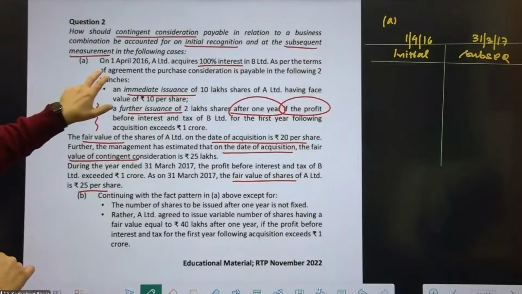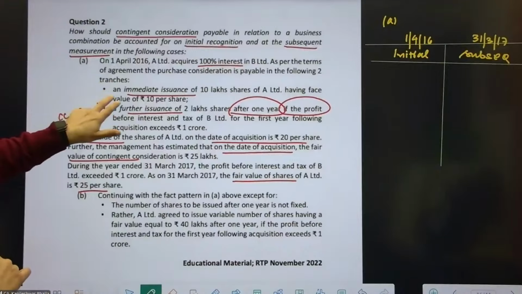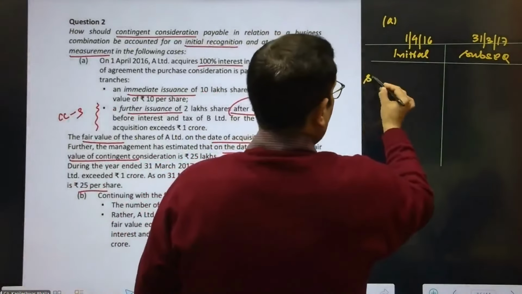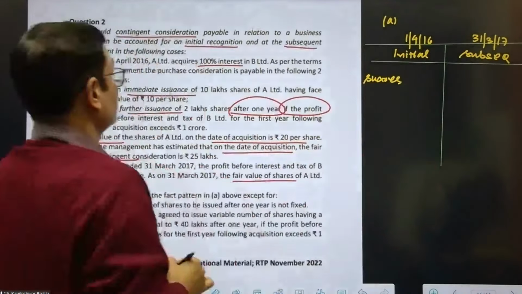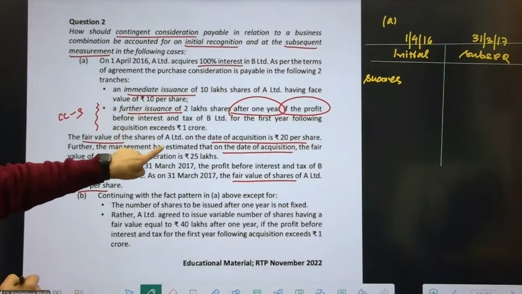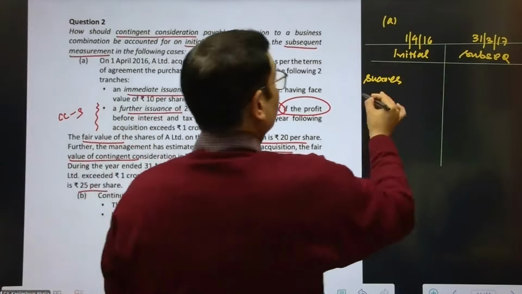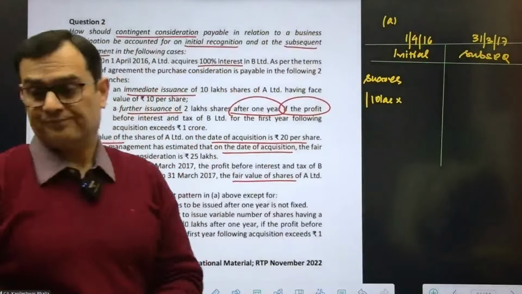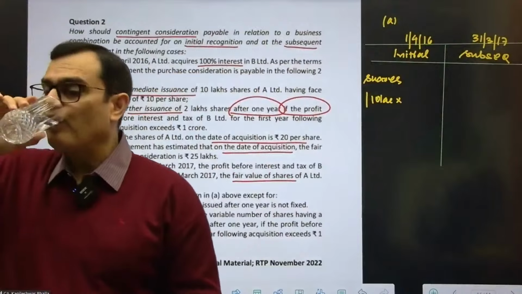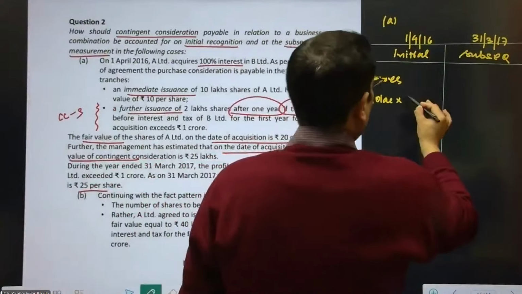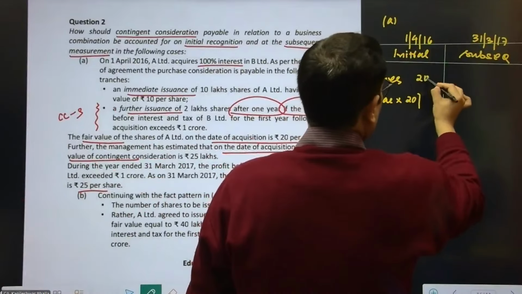It says on 1st April 16, A acquires 100% interest in B. And then it says there is an immediate issuance of shares. So can I say 10 lakh shares are issued with a face value 10? But we're also given the fair value of the share is 20. So would we consider face value or the fair value of the shares? Fair value. That's right. So we'll consider the fair value on the date of acquisition. This comes to 200 lakhs.